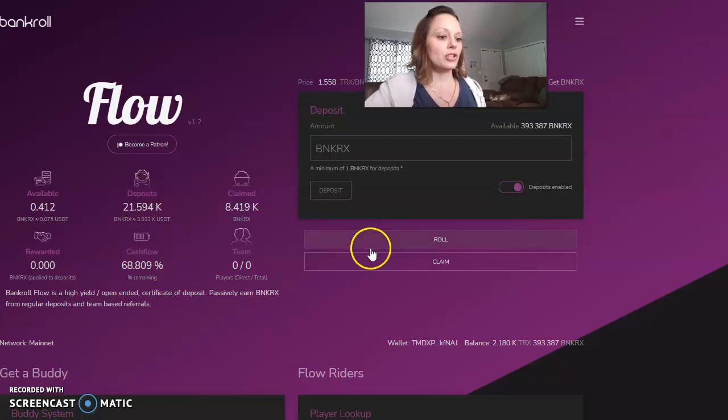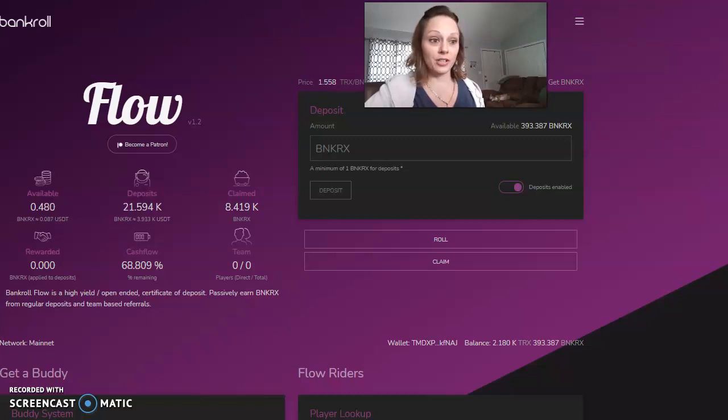So today we just went over how to claim in Bankroll Flow, and then how to use SwapX to exchange your BankerX tokens to Tron. And now that's then stored in my Tron Link wallet. I do have other videos on how to make your deposits in Bankroll Flow, and how to use SwapX to exchange your Tron to BankerX. So check those videos out on my channel.